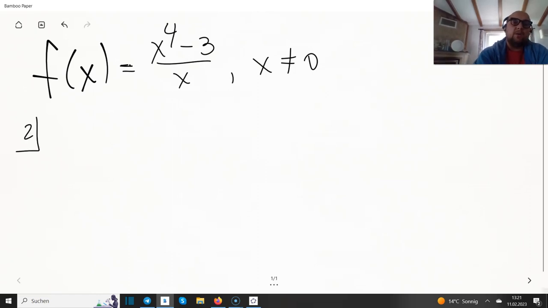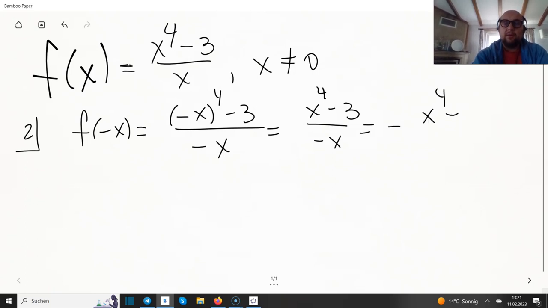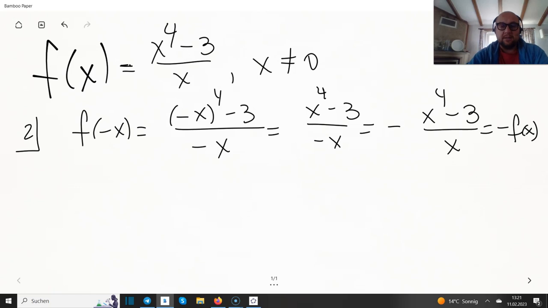Number 2, we are going to figure out symmetry. Is there a symmetry? Well, obviously we're not going to be symmetric considering the y-axis because of the x in the denominator. Let's see. We're going to get minus x to the power of 4 minus 3 divided over minus x. So minus x here is gone. It's x to the power of 4 minus 3 divided by minus x, which is minus x to the power of 4 minus 3 divided by x, which is minus f of x. So we're not symmetric considering the y-axis, but we are perfectly symmetric considering the origin, which is nice.